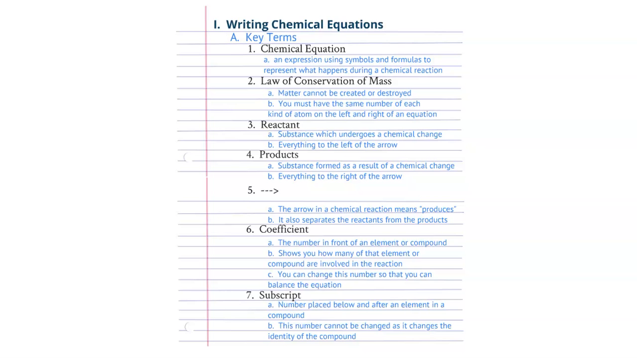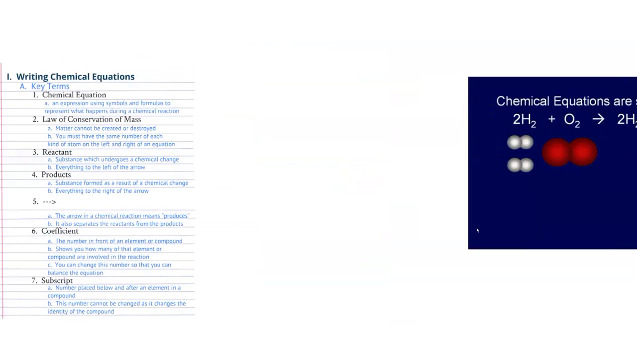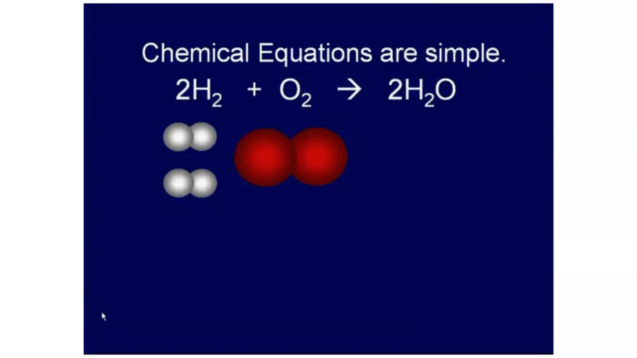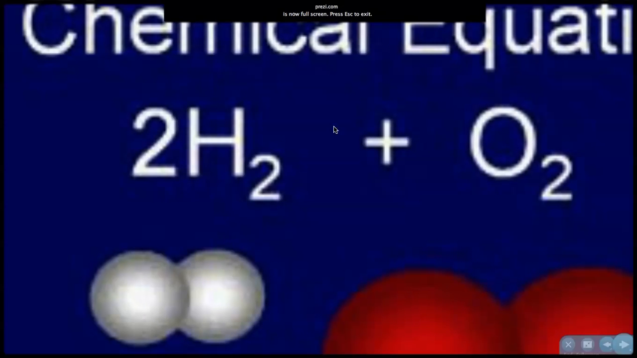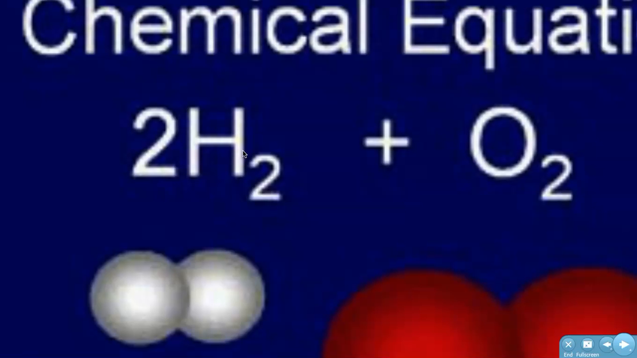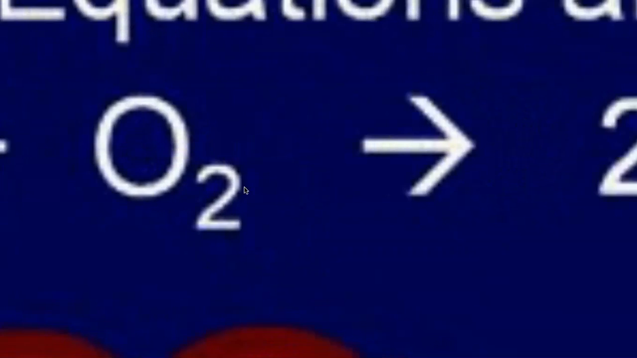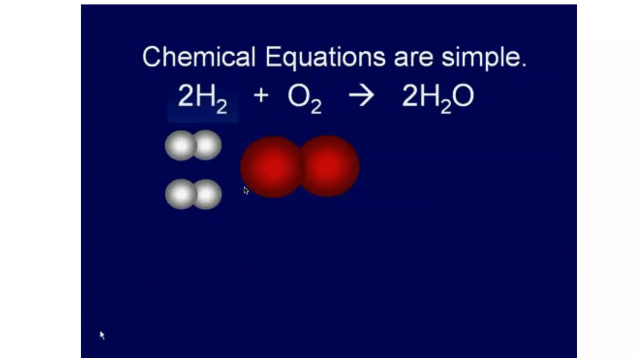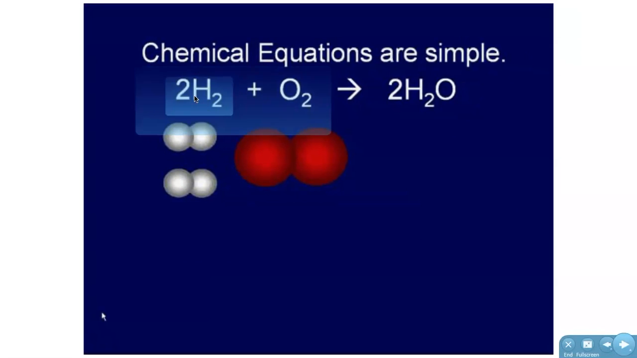I could have done a better job with this in more pictures, but here we go. So in this picture here, this 2 right here would be your coefficient. So you'd have to have 2 H2s. This 2 is your subscript. And like that 2 is a subscript as well to make 2 H2Os. Okay, so 2 H2s and 1 O2 would yield 2 H2Os.